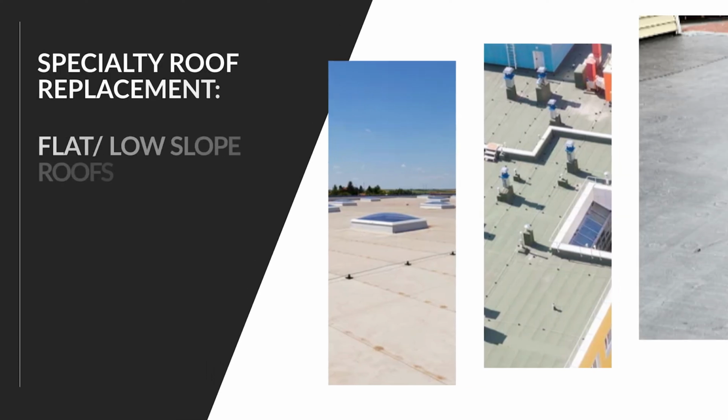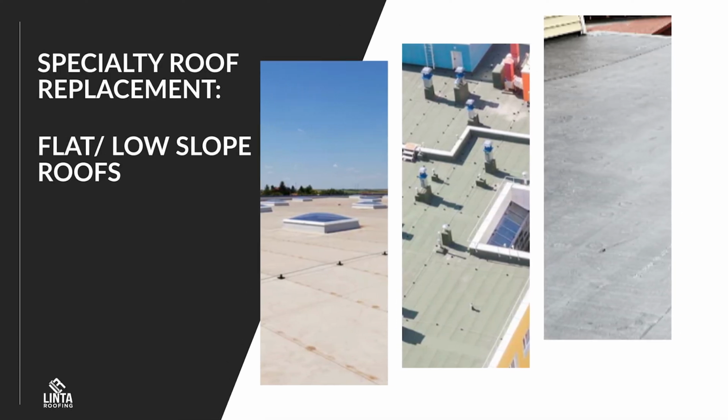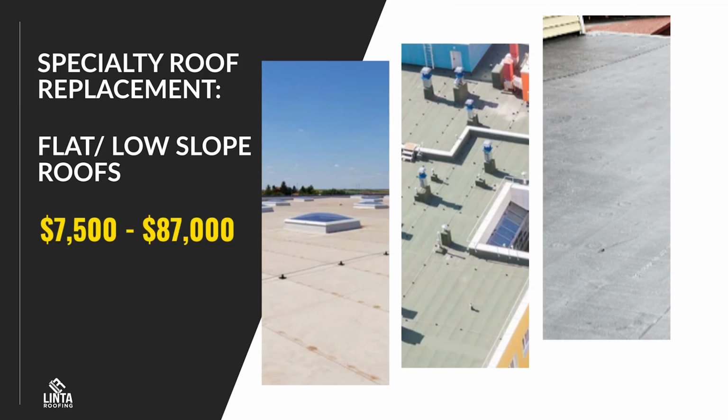Lastly, flat roofs, more accurately known in the roofing industry as low slope roofs. For a 3,000 square foot home or building, you could expect to pay $7,500 for a simple coating, all the way up to $87,000 for a complex insulation package on a commercial building. There's a huge range in pricing for commercial buildings, and that has to do with the structure itself, what type of retrofit is available, and how much time it'll take to install the products that you are requesting.